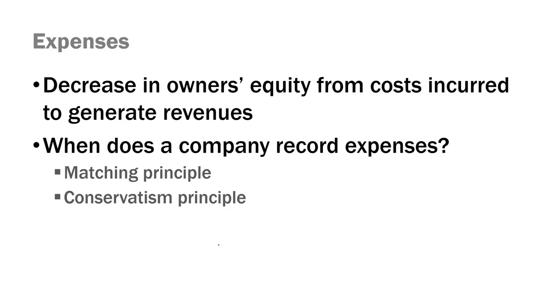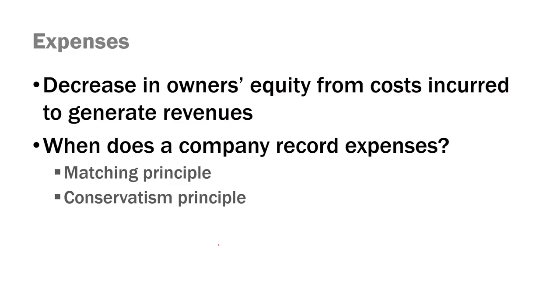Briefly, the matching principle tells us that we should record expenses in the same period that we record the revenues that those expenses help us to generate. So pretty simple. Match expenses to revenues. The conservatism principle we would apply if it's difficult to match an expense to a revenue.